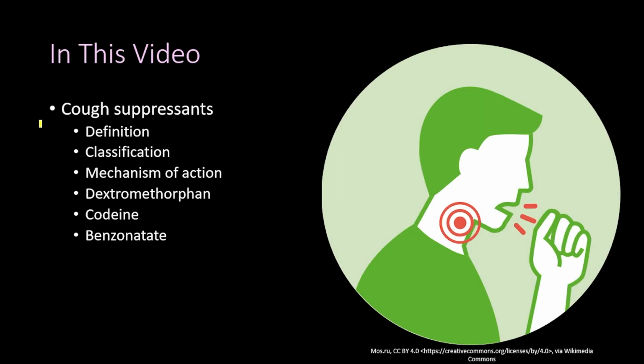Welcome back everyone. So in this video we will talk about the cough suppressants, which are also known as the antitussives, and we will cover topics including their definition, their classification, their mechanism of action, and then we will talk about some examples like the dextromethorphan, the codeine, and the benzonatate.